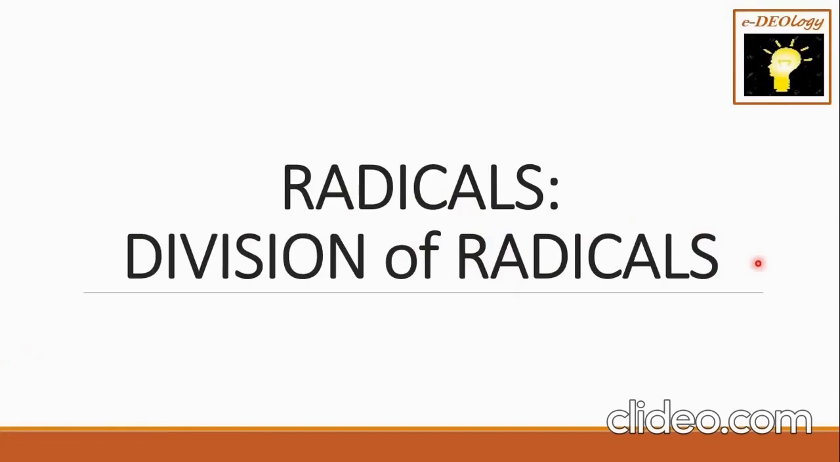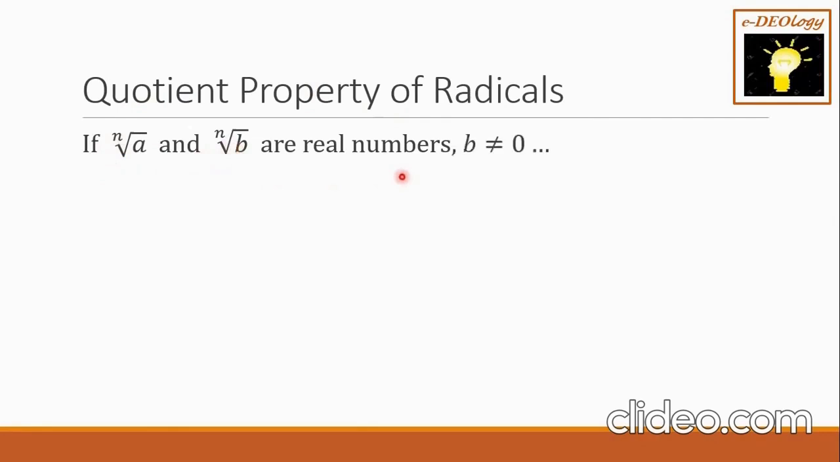Hi everyone, today we're going to study division of radicals. First, let us define the quotient property of radicals. Suppose I have two radicals here. The first one is the nth root of A, the second is the nth root of B. Take note that the index are same, and these two radicals are both real numbers. Another condition is that the B, this B is the radicand of the second radical here, should not be equal to 0.